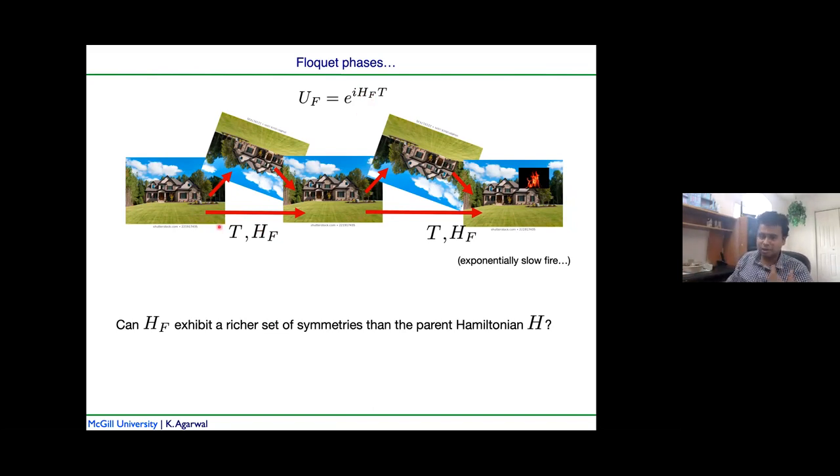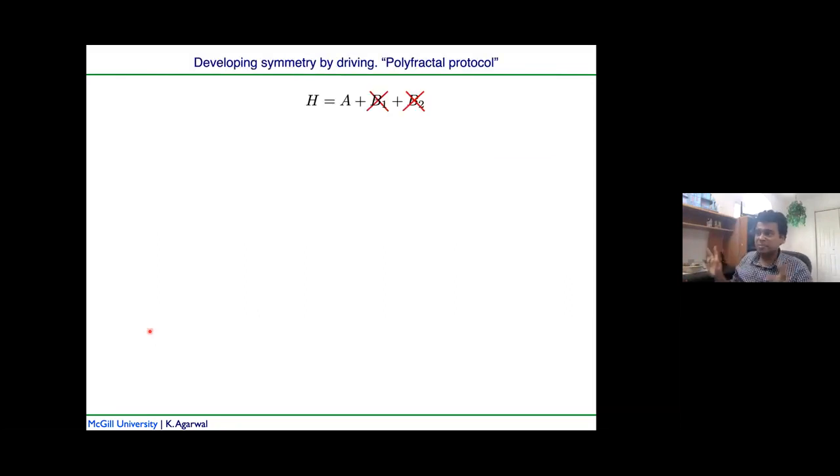And so the natural question then becomes, in this Floquet system, can this HF exhibit a richer set of symmetries than the parent Hamiltonian? And if so, then there's a whole set of broken symmetry phenomena that can emerge that could not emerge in the equilibrium context. Without digressing too much, this is exactly what happens in the case of a time crystal, where the Floquet Hamiltonian develops an additional symmetry which gets spontaneously broken and shows up as time crystalline order.